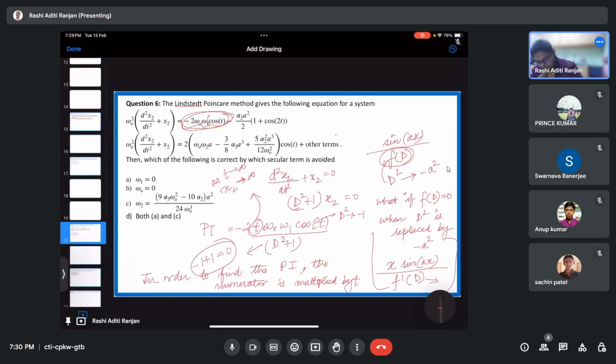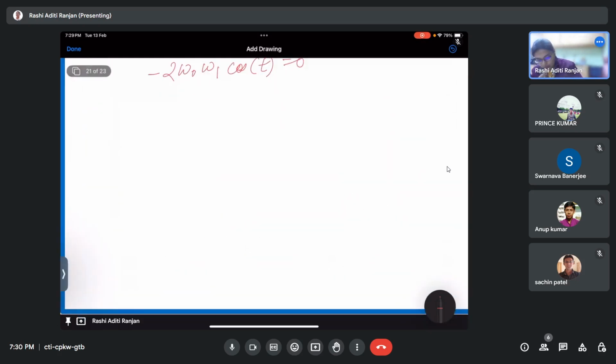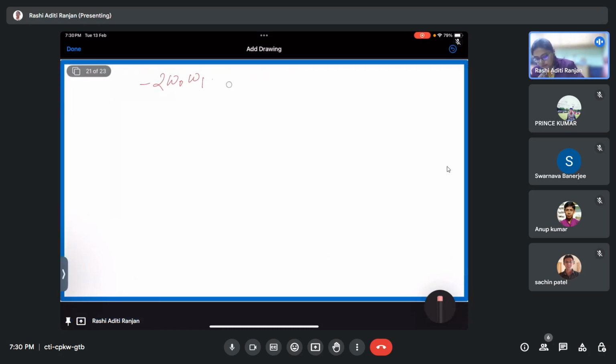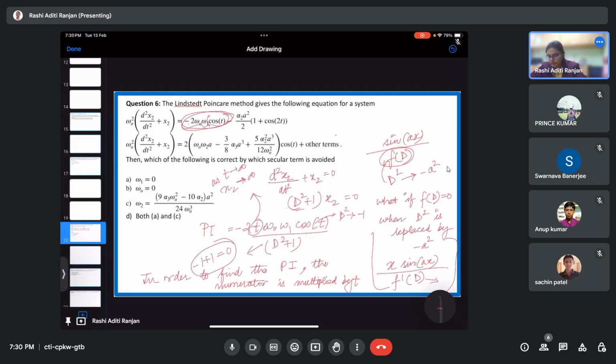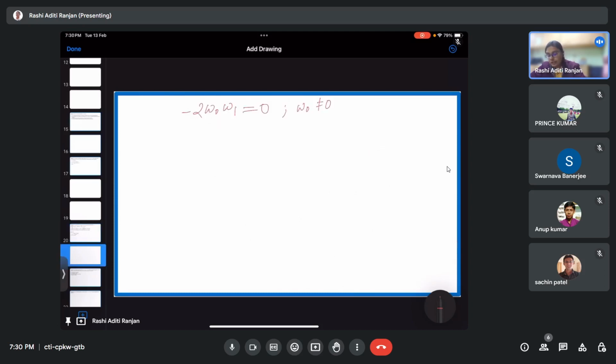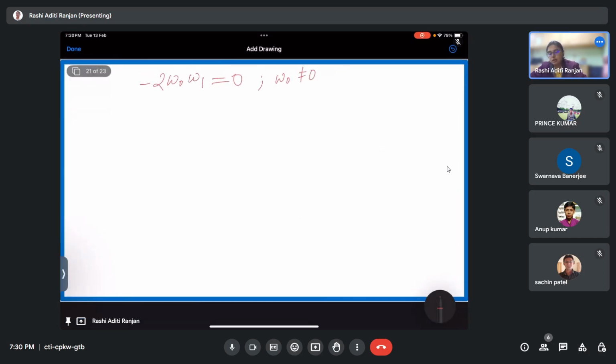Sorry, cos of t will not be here. Only the coefficient will be equal to 0. So this is equal to 0. Now when is it going to be 0? It is going to be 0 only if omega naught is 0 or omega 1 is 0. Correct. Now we know for sure that omega naught is not equal to 0. So then what is the probable answer? Omega 1 is equal to 0.